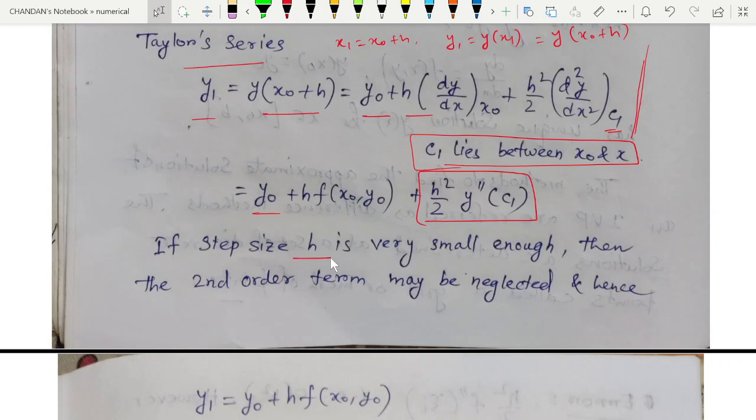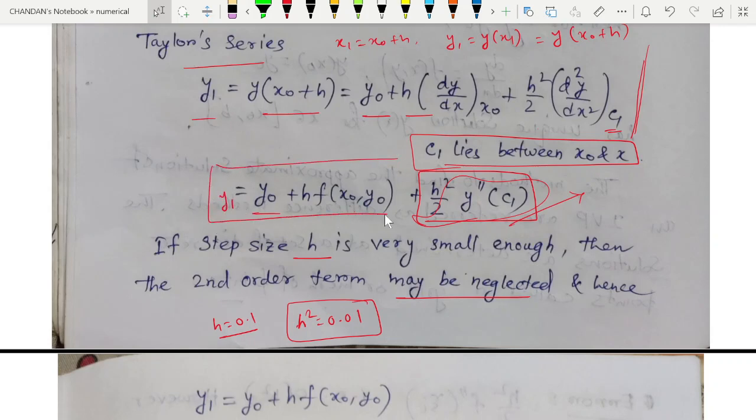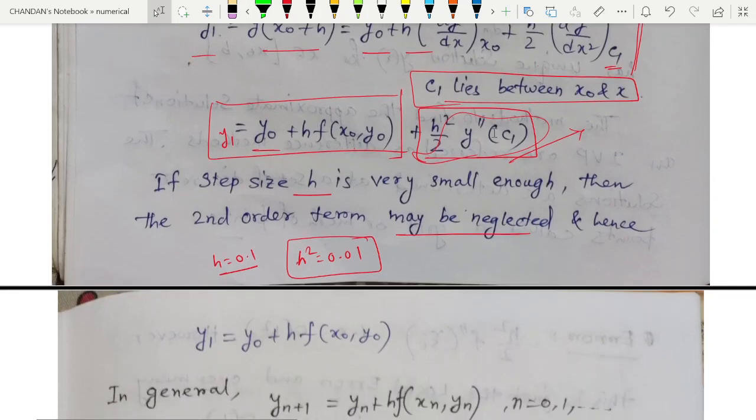Now if the step size h is small enough, then the second order term may be neglected. Suppose we take h equal to 0.1, then h square equals 0.01. This is a very small term, and if we multiply h square by any of these terms, it becomes very small, so we can neglect this term to get the method. So this is the method which is known as y1 equal to y0 plus h f(x0, y0). This method is known as Euler's method, and this is the error term.